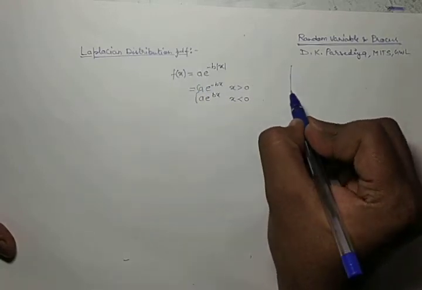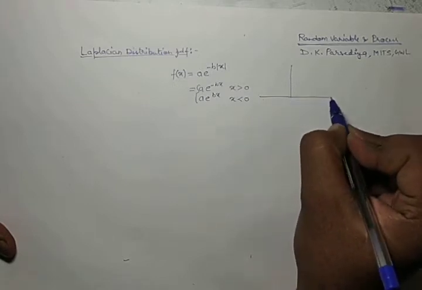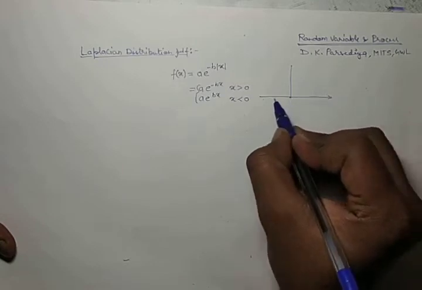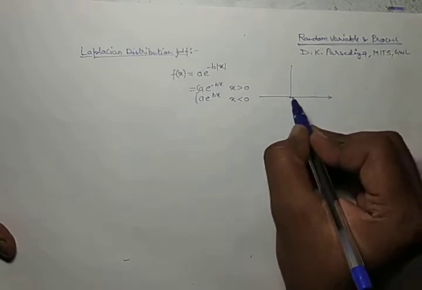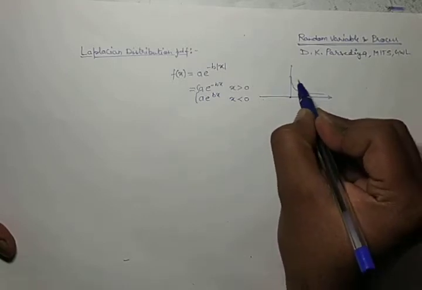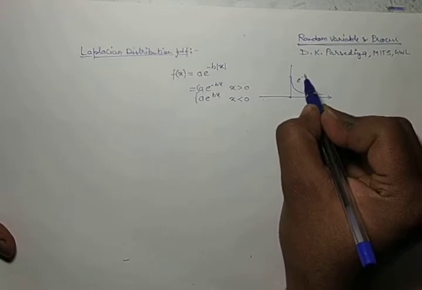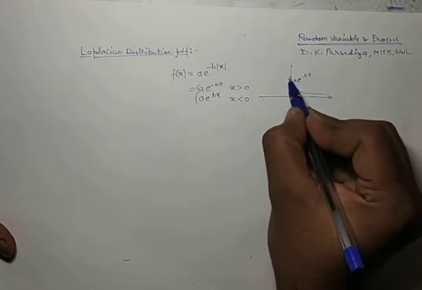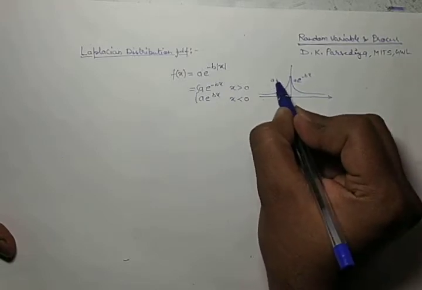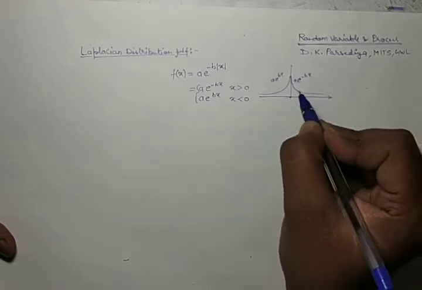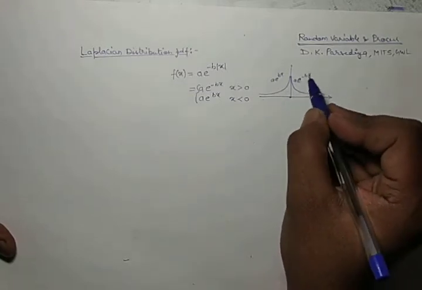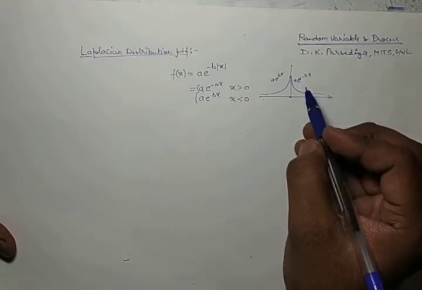So we may plot this function like that. For x greater than 0, so this is the x-axis. For x greater than 0, it is exponential decrement, so e^(-bx), and for x less than 0, its value will be a e^(bx), meaning exponential increment. So this is the representation of Laplacian distribution function.